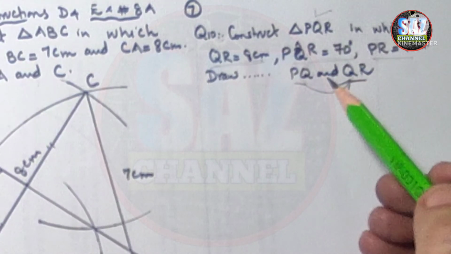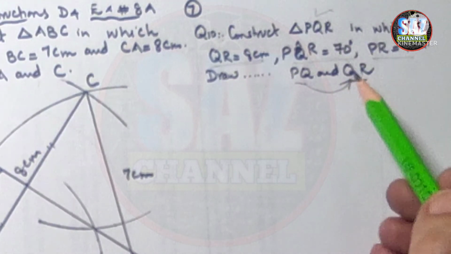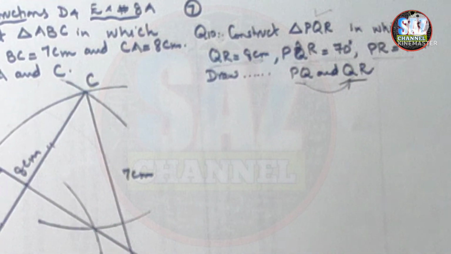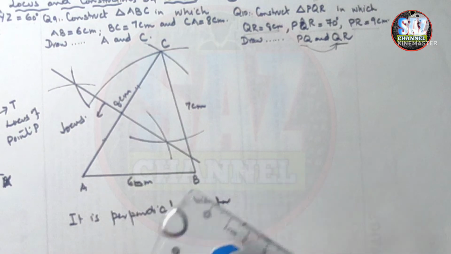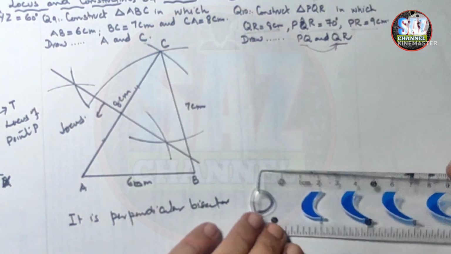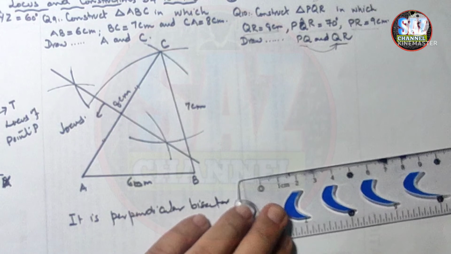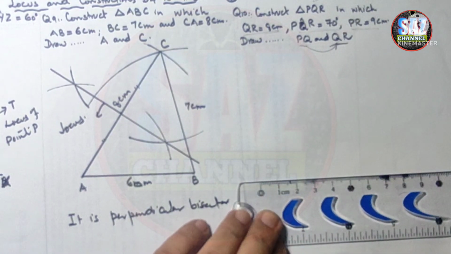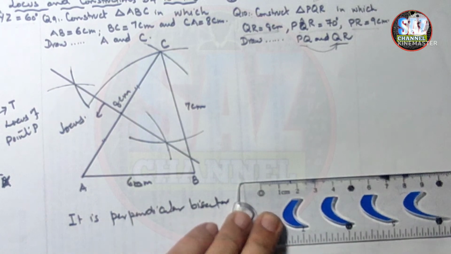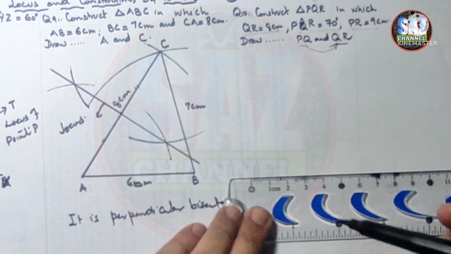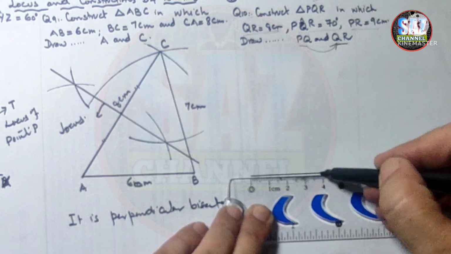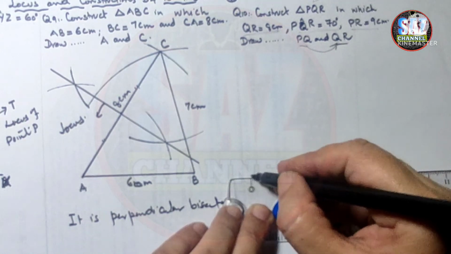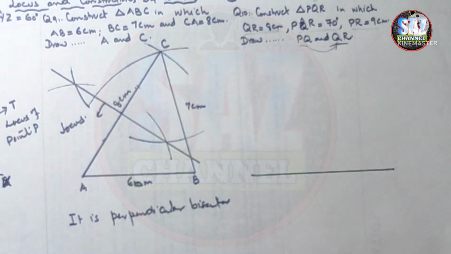So first we have to construct the triangle PQR in which one of the lines, QR, is 8 centimeter. So I will be drawing the QR line 8 centimeter. I have to be really careful, all measurements have to be really accurate. Okay, let me keep the ruler on this side. This is Q to R, and this is 8 centimeter.